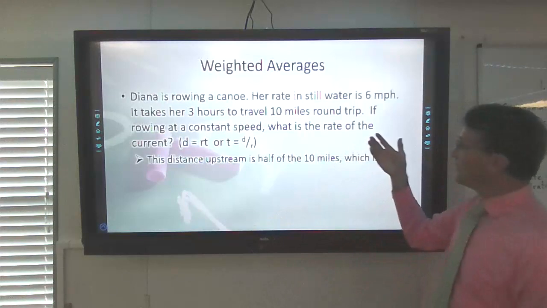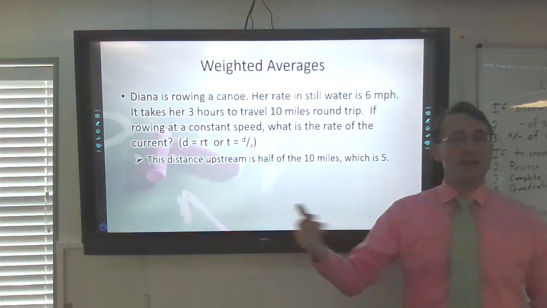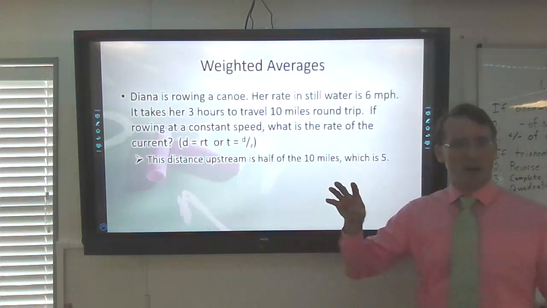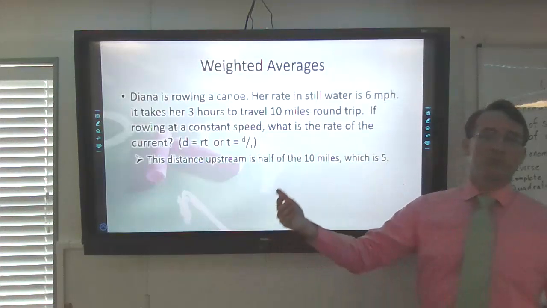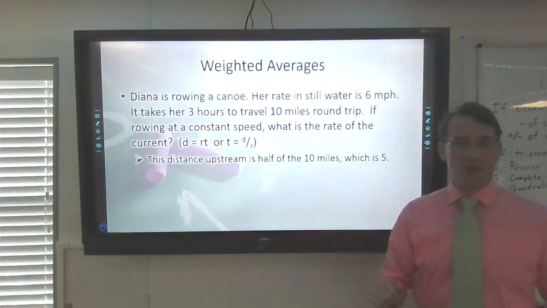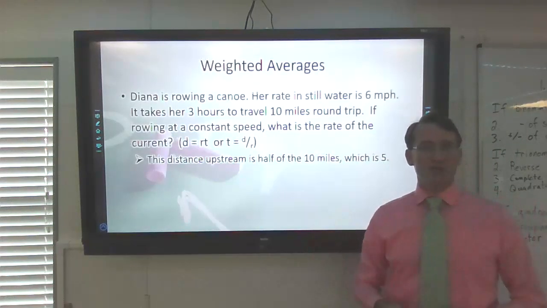So if she can normally go at 6 miles per hour, if the stream is running downstream 2 miles per hour, that's going to slow her down to 4 miles per hour. However, on her trip back, she's going to be rowing with the stream, which is going to increase her rate by that same 2 miles per hour. I don't know if it's 2 miles per hour. I'm just using that as an example.